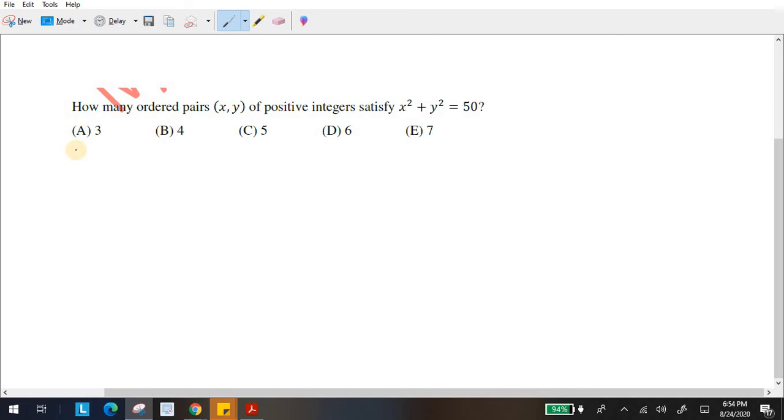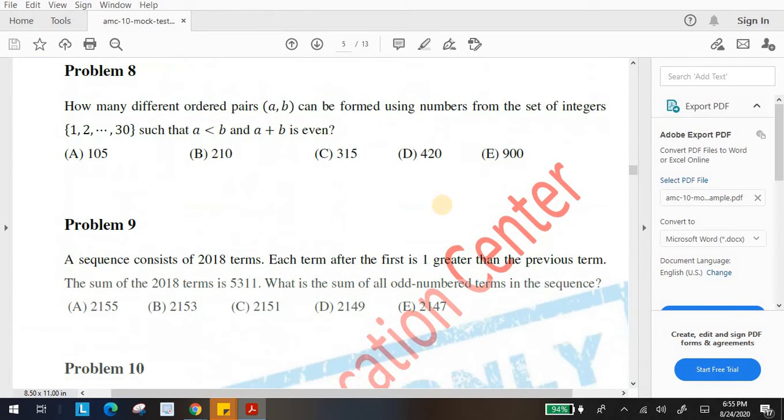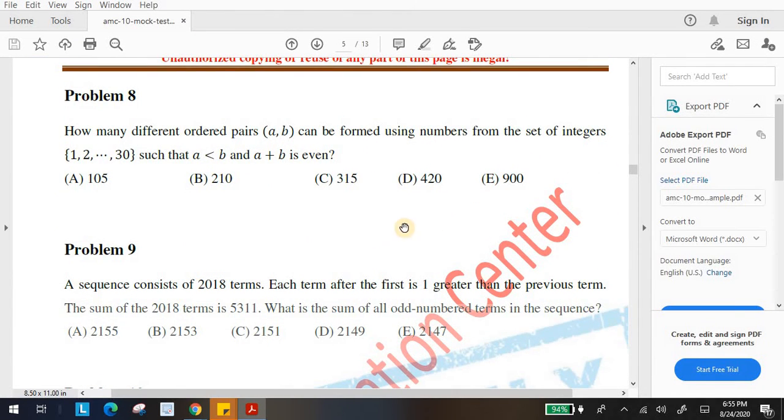Oh no, it's 3. It's 3. Yeah, it has to be 3, right? It's 1 and 7, 5 and 5, 7 and 1. Yeah, I forgot that you can reverse the order. So I was wondering how I could find more. Yes, that makes sense. Good. Okay.